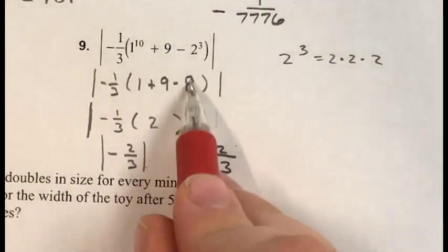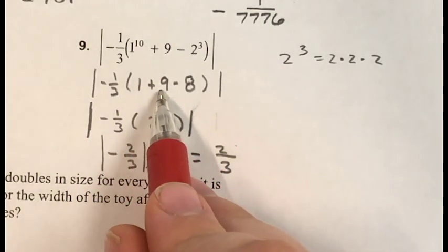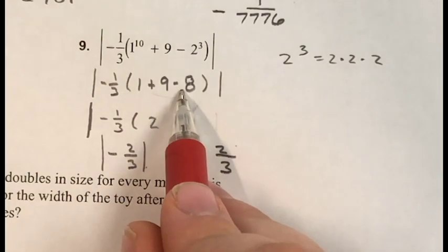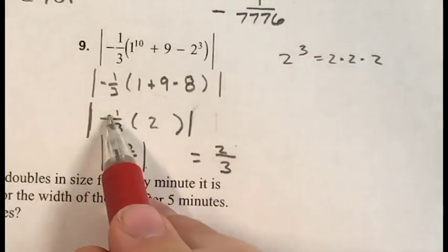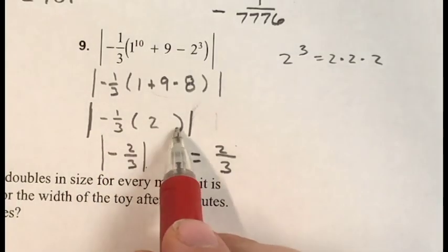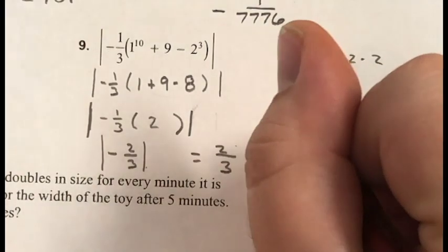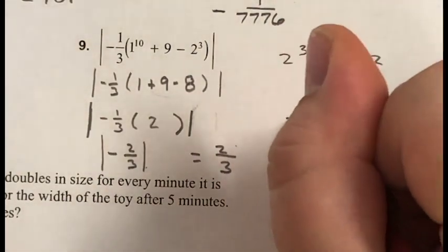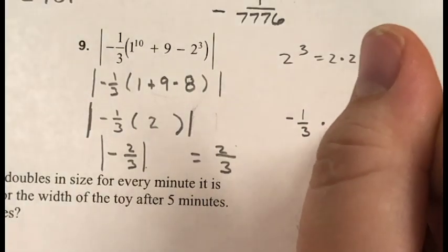Now I need to finish out the inside of this parentheses. Well, what's 1 plus 9? That's 10. Take away 8 gives me 2. Now I have a fraction, negative 1/3 times 2. Well, how do I multiply these two things? Let's just do a little scrap work over here. I have negative 1/3, and I'm multiplying it by the whole number 2.